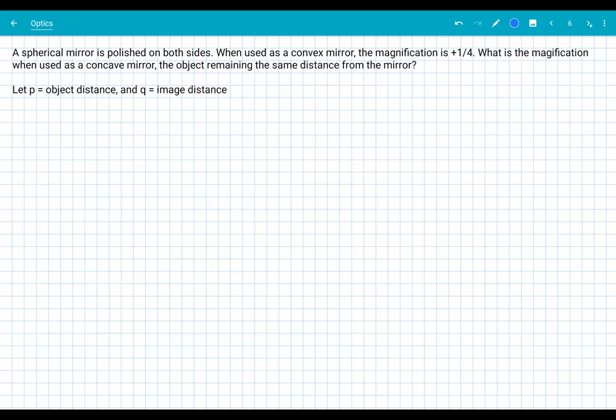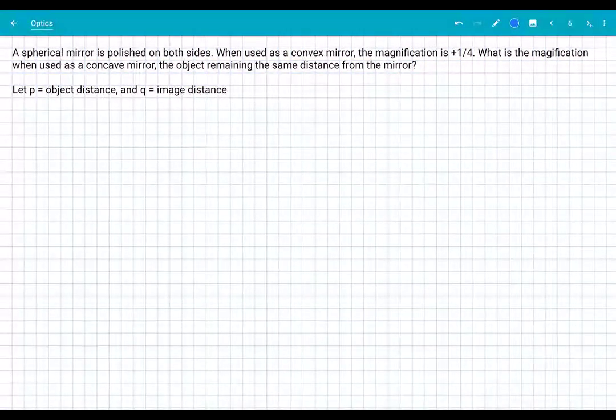Okay, here we have a spherical mirror problem. In this case, we have a mirror that is polished on both sides, so it can be used as either a convex mirror or a concave mirror. And what we're told here is when we use it as a convex mirror, we have a magnification of positive 1/4, for some object.